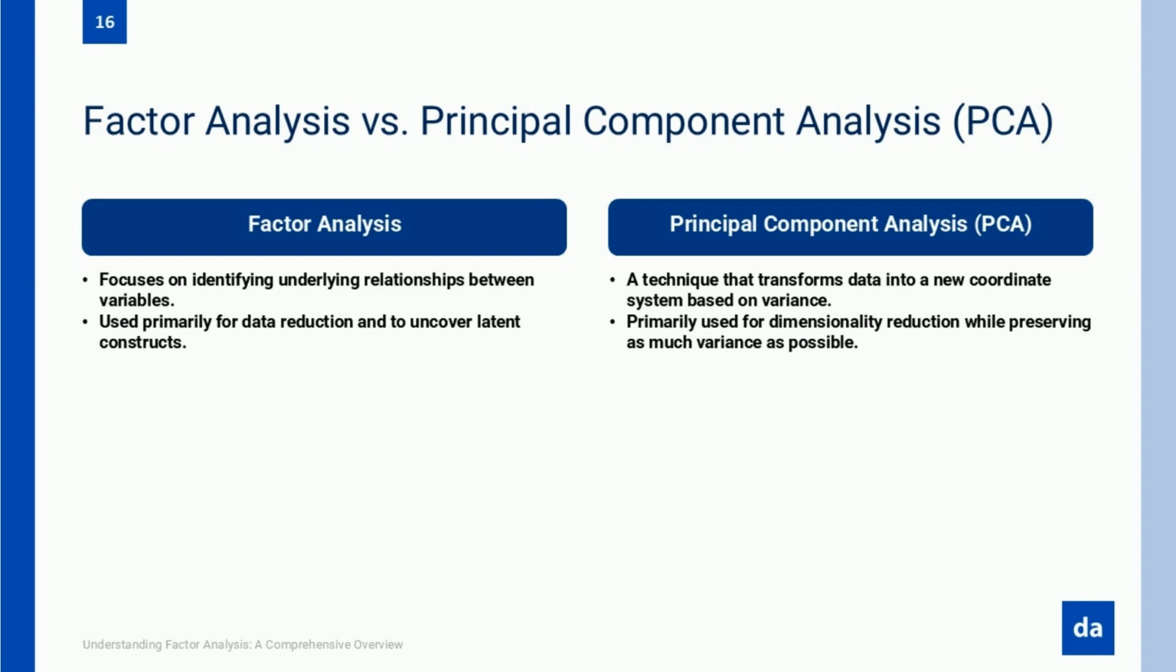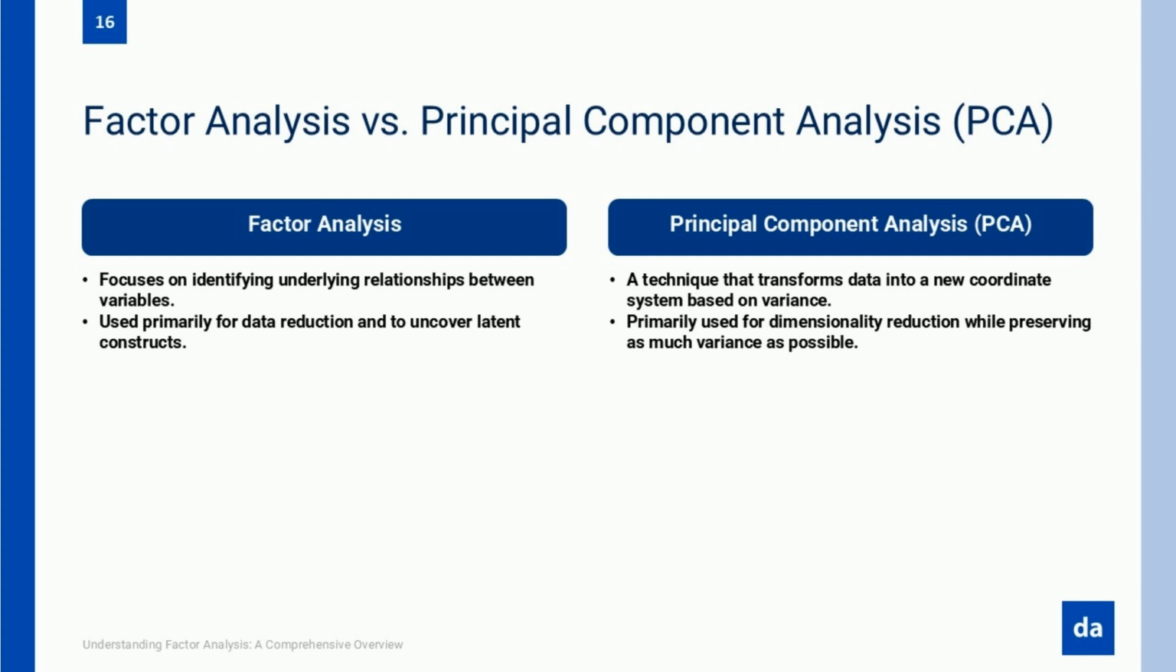Factor analysis and principal component analysis, PCA, are often mentioned in the same breath, and for good reason. They both simplify complex datasets by reducing the number of variables. But while they look similar, they actually serve very different purposes. Think of them like two different approaches to organizing a messy room. One is about finding hidden categories, and the other is about maximizing efficiency.